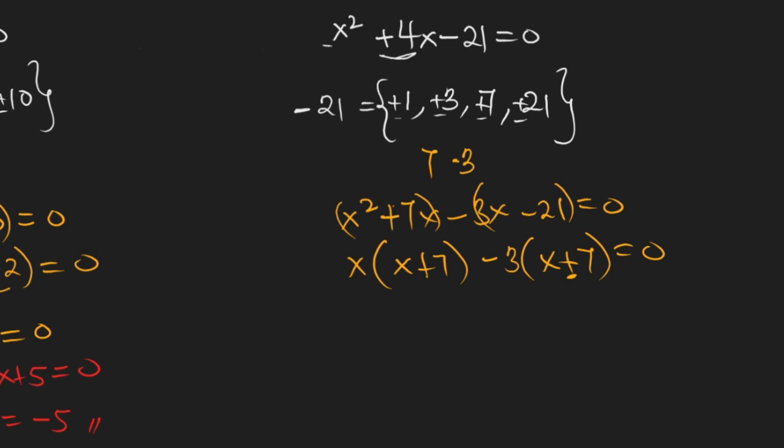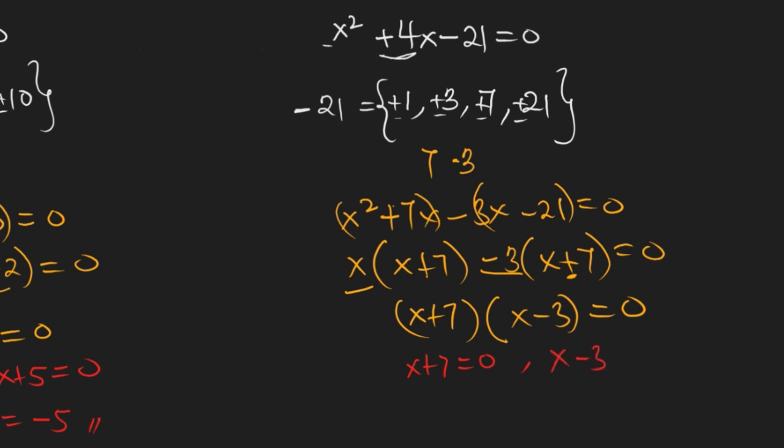Then since what's in the bracket is the same, I pick one of them, and then those outside, the x and the minus 3, I put them also in one bracket, and everything equals 0. So this means that x plus 7 is equal to 0, or x minus 3 is equal to 0. So x will equal negative 7, and in this case x will equal 3.